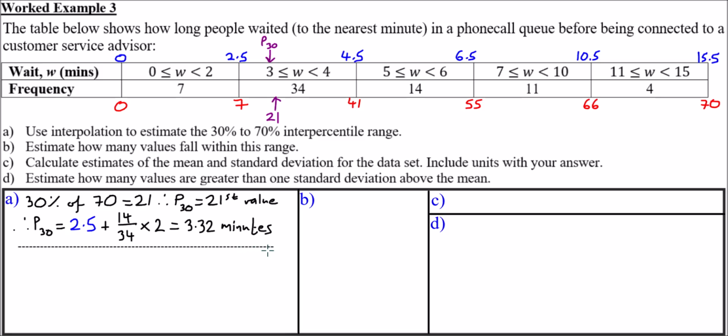Next, we can use the same idea to work out the 70th percentile. So whereas before we worked out 30% of 70, what we need to do now is work out 70% of 70. So on your calculator, or otherwise, you should see that 70% of 70 is going to be 49. So in other words, the 70th percentile must be the 49th value.